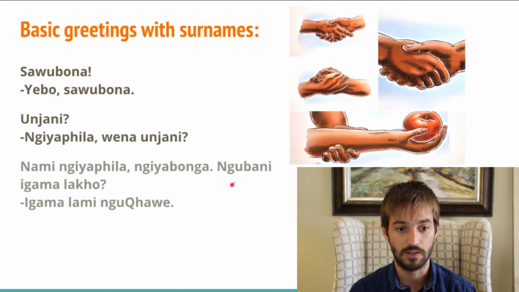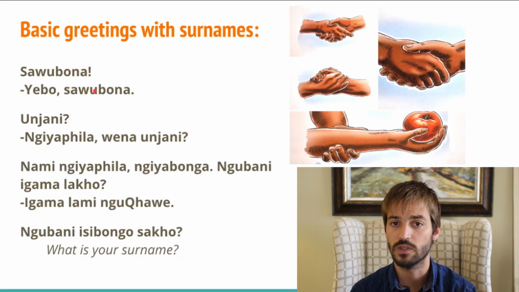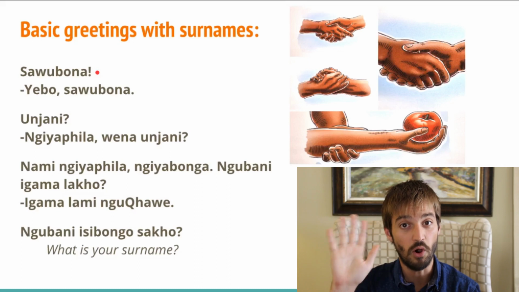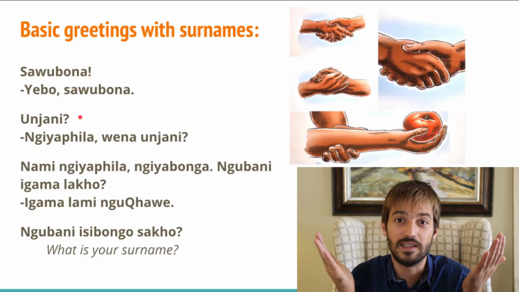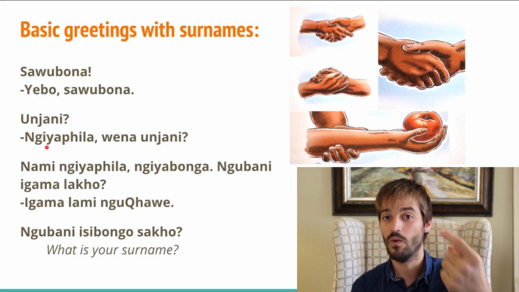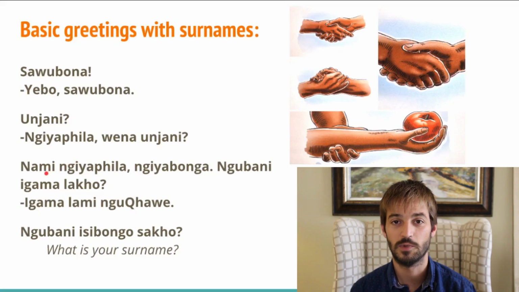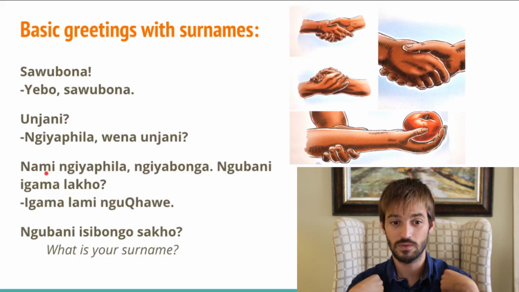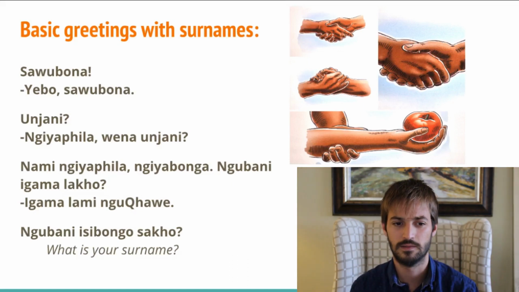Now, there's a little dialogue over here. Just adding surnames. Okay, so we're just in Zulu at the moment. Let's see if you understand. Cool. So, Sanibona. Your turn. Yebo, sanibona. Unjani? Your turn. Ngiyaphila. Wena, unjani? I respond, nami, me too, ngiyaphila, ngiyabonga.